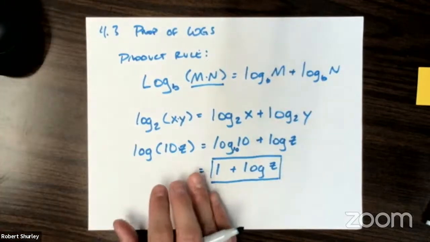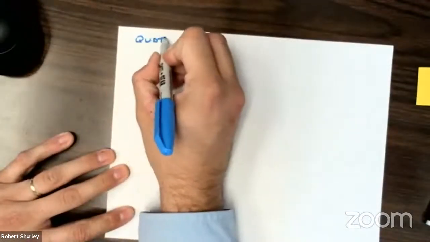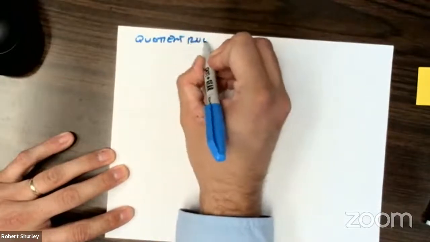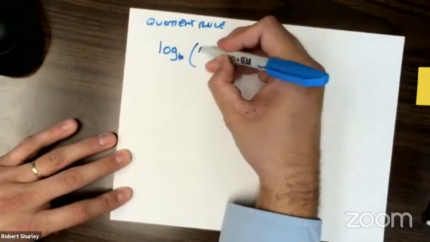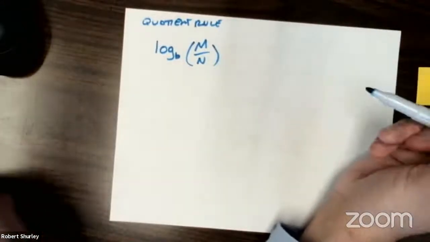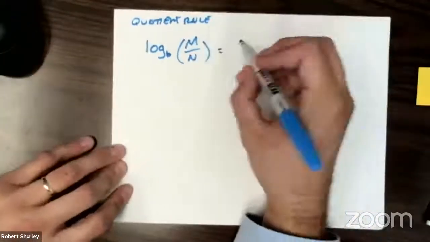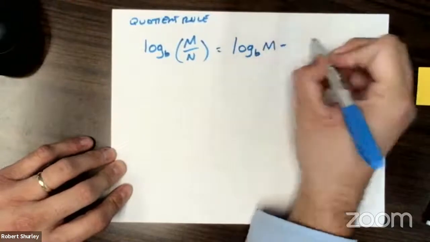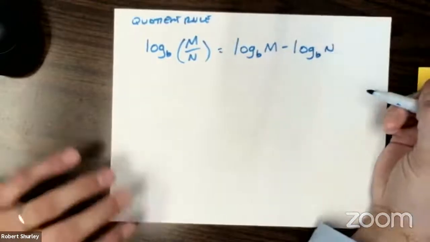Okay, so let's go to the second rule. So that's the product rule. The second rule is called the quotient rule. It says, look, if I've got some log base b and we're dividing on the inside, let's say m over n, if multiplying became addition, it kind of makes sense that division becomes subtraction. But it's top minus bottom. So log base b of m minus log base b of n. So it's always the top minus the bottom.